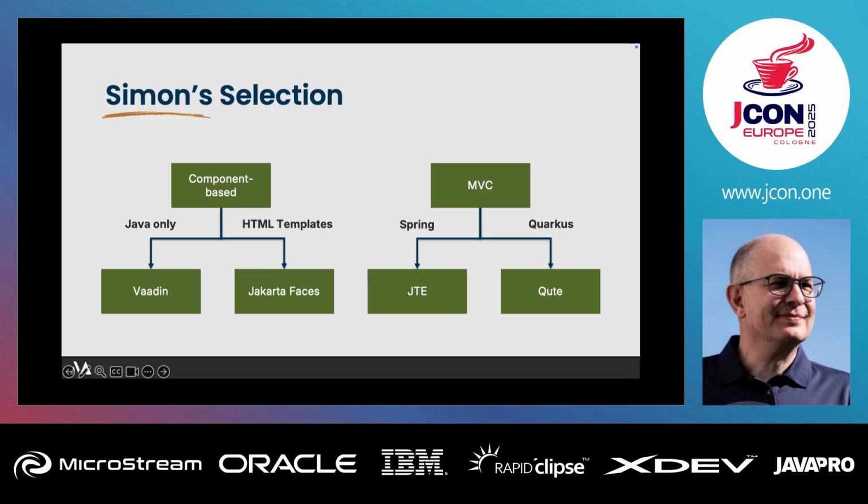On the other hand, we have this model view controller style. We have, for example, Spring. Usually people are using Thymeleaf, for example. I will show you an example with JTE. That stands for Java Template Engine, because this is the faster way of doing server-side rendering. And we have also Qute from Quarkus. Qute stands for Quarkus Template Engine.